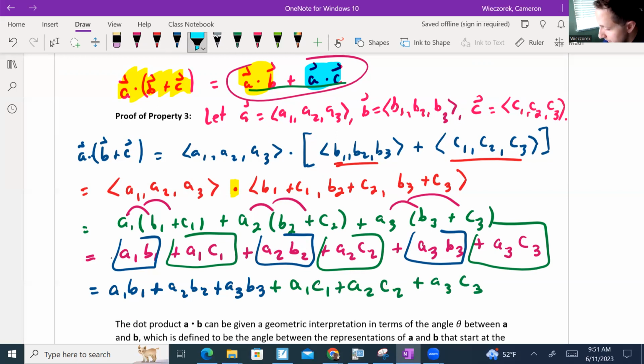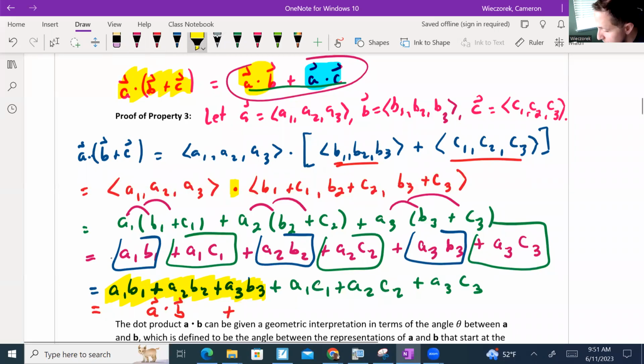And now I'm going to go back to my highlights. What I highlighted in yellow up at the top here, this is A dot B. That's the sum of the products of the components of vectors A and B. So this would be A dot B.